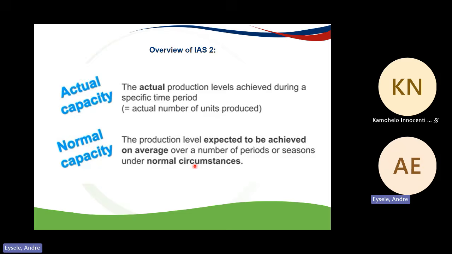Now, colleagues, let's look at actual capacity and normal capacity. Remember, the actual production level achieved during a specific time period equals the actual number of units produced. That is, at the end of the period, you can only know how many units you have produced. That's the actual capacity. Normal capacity is the production level expected to be achieved on average, over a number of periods or seasons under normal circumstances.